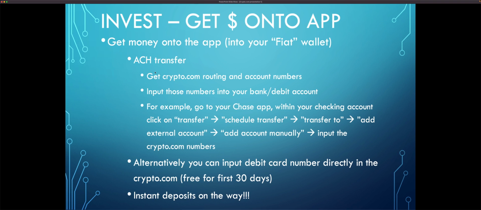The way you do an ACH transfer is actually you want to go onto your Crypto.com app, get the routing number and account numbers, okay, the Crypto.com routing and account numbers. Then you want to go over to your bank account, debit account, input those numbers into your account there, and from there transfer over. So for example, I have Chase. I go into my Chase checking account. I click on transfer. I schedule a transfer to, add the external account, add account manually, and I input this Crypto.com routing and account number.